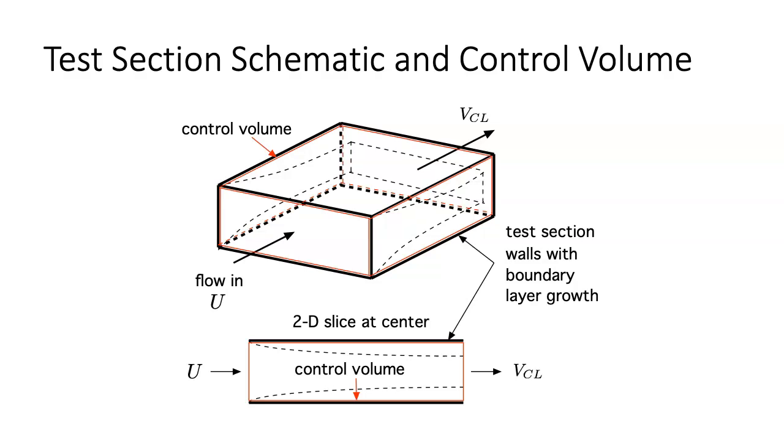For this case, the free stream velocity is the uniform velocity in the central region of the test section, outside the boundary layer. For our analysis, we define our control volume to include all the air flowing through the test section from the inlet to the outlet. Because we are assuming two-dimensional boundary layers where the three-dimensional flow in the corners is neglected, a two-dimensional slice of this control volume is also shown for the central region of the test section.